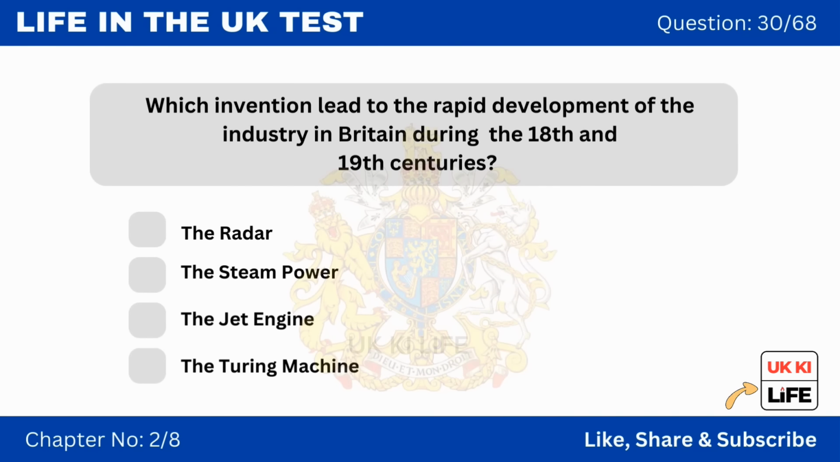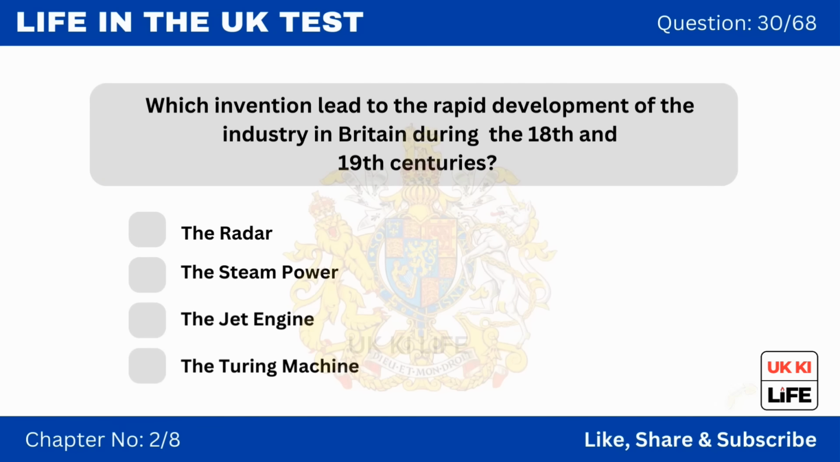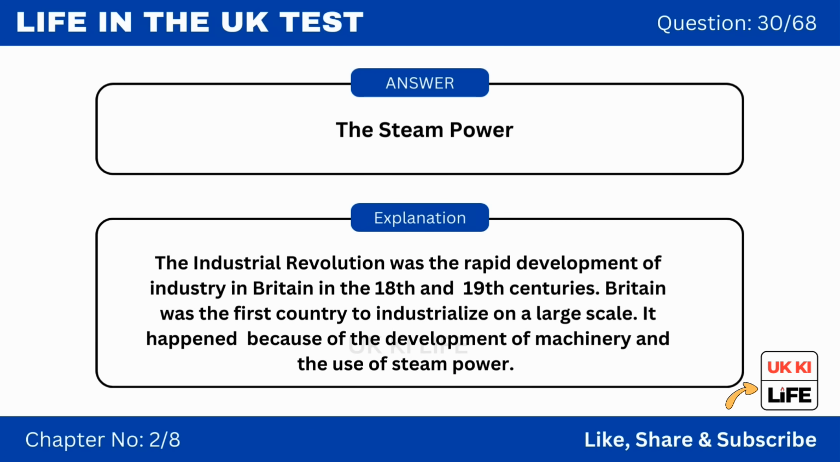Question 30. Which invention led to the rapid development of the industry in Britain during the 18th and 19th centuries? The radar, the steam power, the jet engine, the Turing machine. The correct option is B. Explanation. The Industrial Revolution was the rapid development of industry in Britain in the 18th and 19th centuries. Britain was the first country to industrialize on a large scale. It happened because of the development of machinery and the use of steam power.